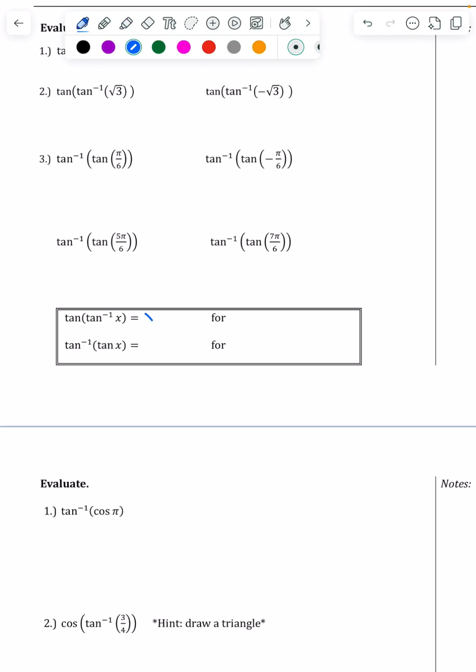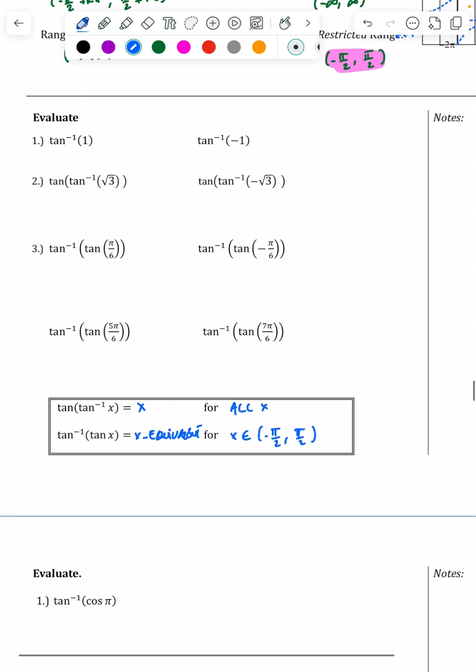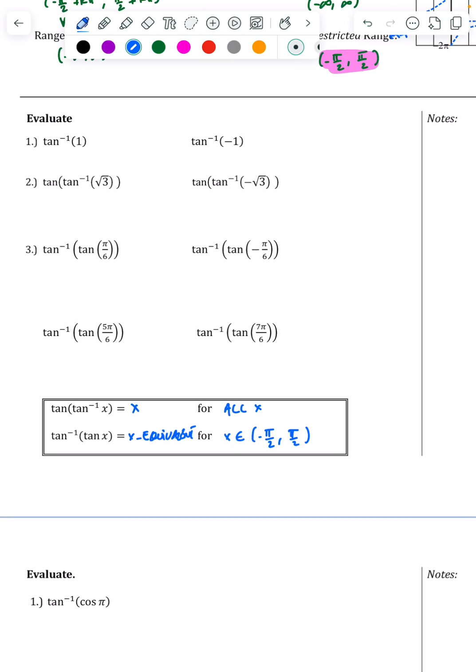Tan of tan inverse is just x for all x. And then here, tan inverse of tan of x is equal to x for x an element of negative pi over 2 to pi over 2. Be careful, we cannot include negative pi over 2 and pi over 2. So those are exclusive. So again, anytime you see tan of tan inverse, the answer is just what's in the parenthesis. So for instance, for number 2, the answer is square root of 3. Here it's negative root 3.